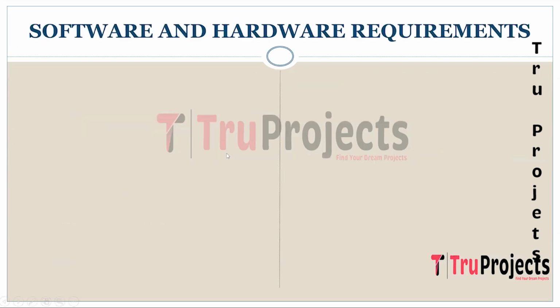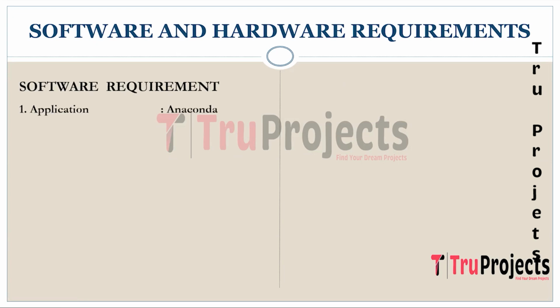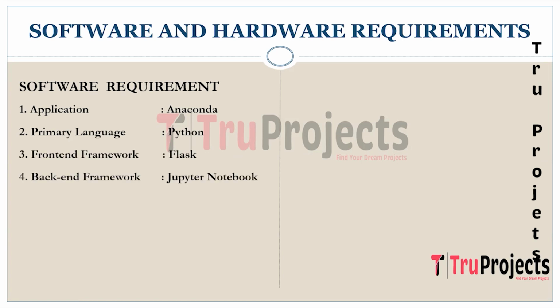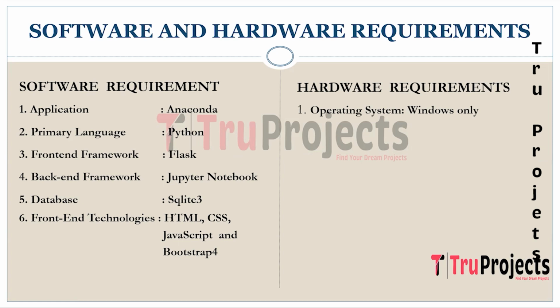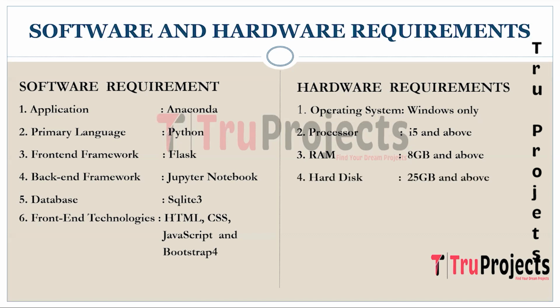To implement this project, we need software and hardware requirements. Coming to software requirements, we need application of Anaconda, primary language of Python, front-end framework of Flask, back-end framework of Jupyter Notebook, database of SQLite 3, front-end technologies of HTML, CSS, JavaScript, and Bootstrap 4. Coming to hardware requirements, we need operating system of Windows, processor of i5 and above, RAM of 8 GB and above, and hard disk of 25 GB and above.